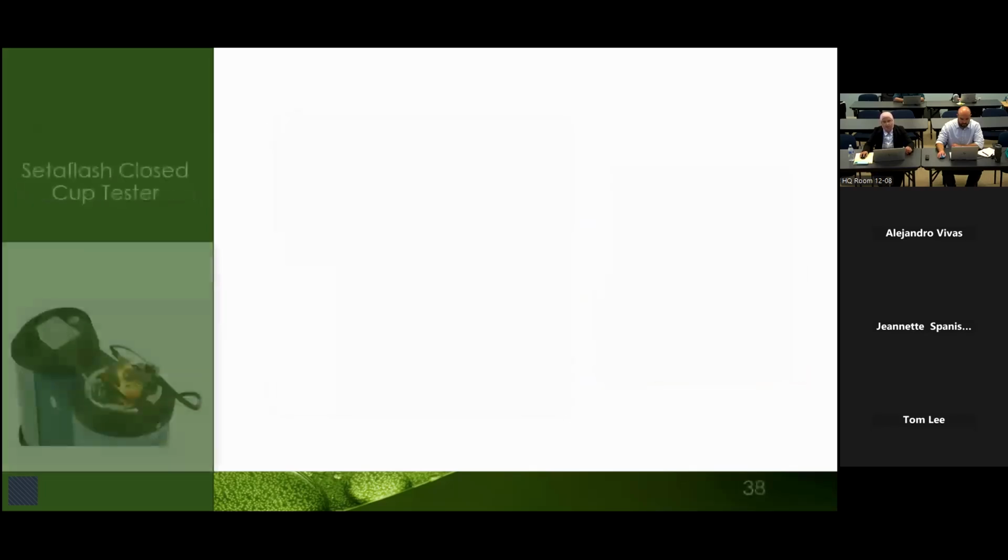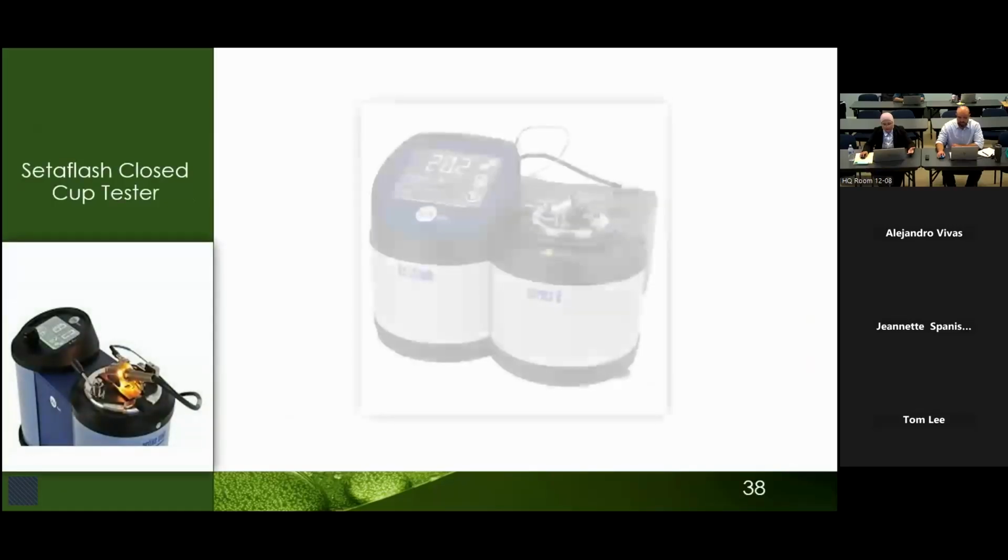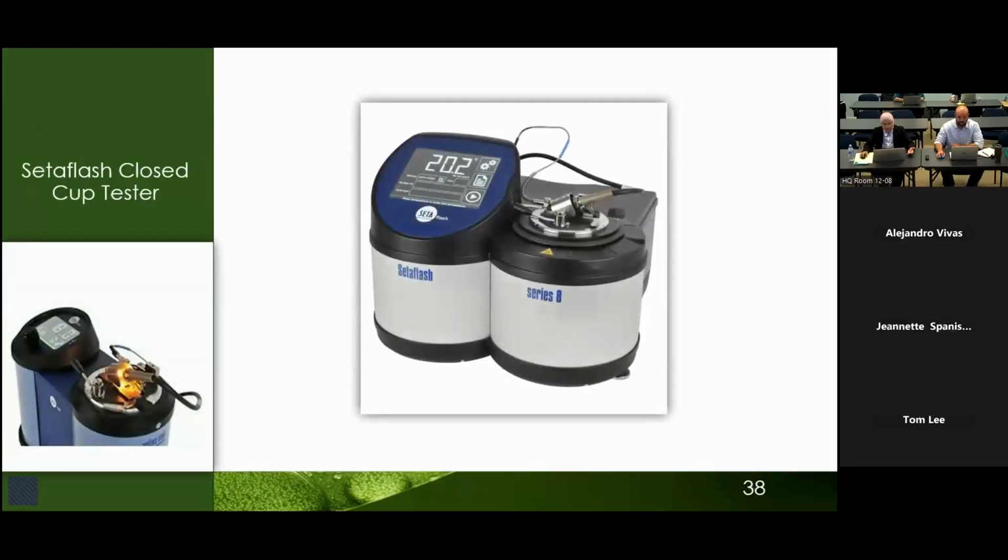Now, let's look at the other instrument which is included in our regulations, and that's the Setaflash closed cup tester. This is another device used to measure the flash point of liquids. It operates in the same manner as the Pensky-Martens closed cup tester. However, there are some differences between the two, such as it operates with smaller sample sizes and faster testing times compared to the other one.